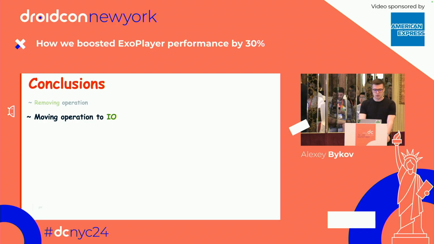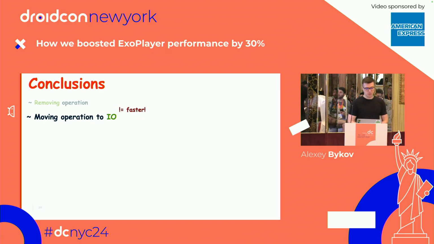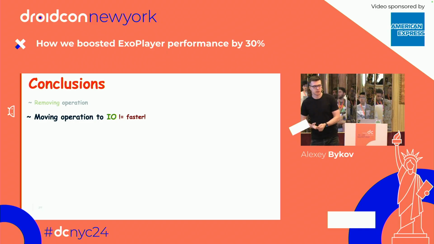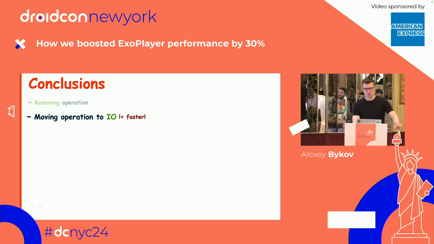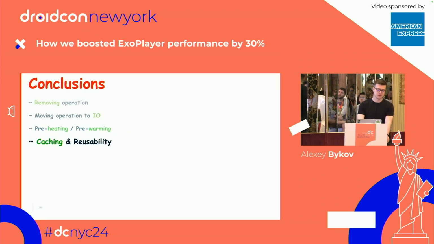Second, if you have some operation on the UI thread, it looks like you can move it to the IO thread and it's going to work fast, but not really. You really should have a great reason to move things to an IO thread, because it may take at least 16 milliseconds to switch the context from the UI to the background one, so always be careful with this. If you can initialize something earlier, like preheating and pre-warming, it's going to give you a lot of benefits. Caching and reusability, of course, in this case.